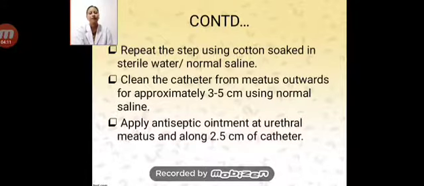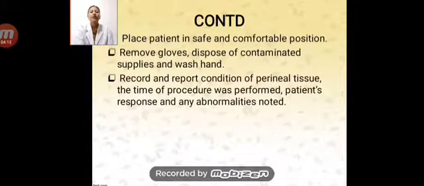We have to place the patient in a safe and comfortable position, remove the gloves, dispose of all the contaminated supplies, and wash our hands. After it's done, we can record the procedure as well as report the condition of the perineal tissue, the time the procedure was performed, the patient response, and any abnormalities noted.